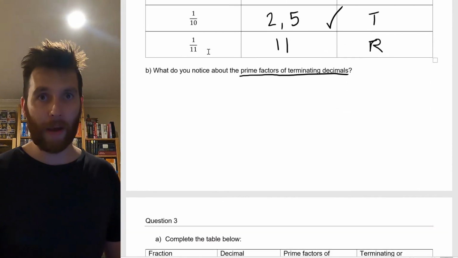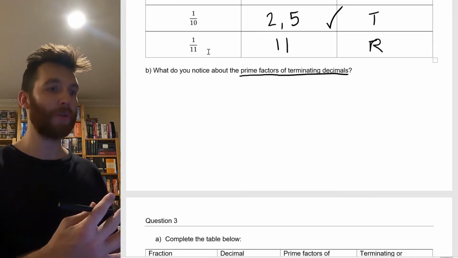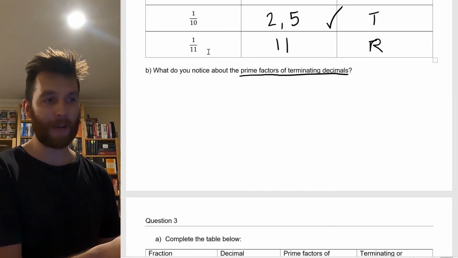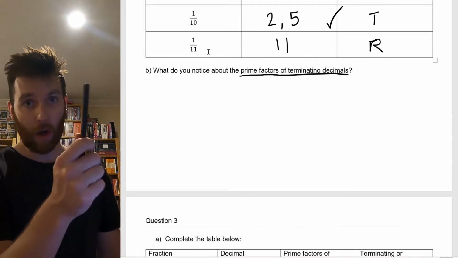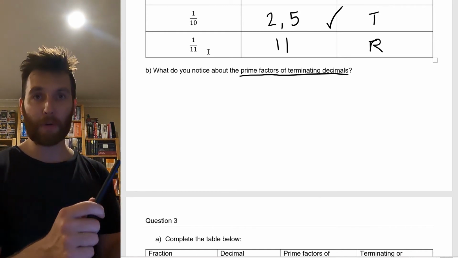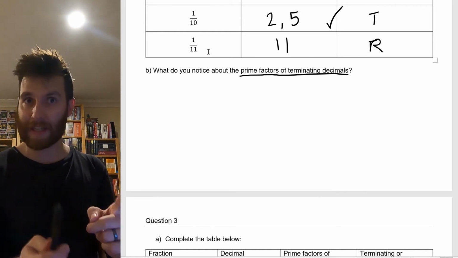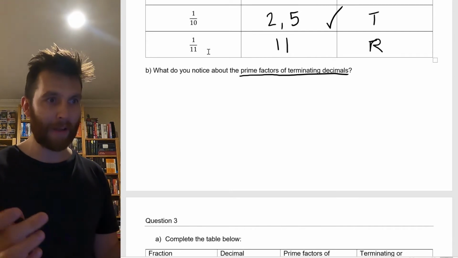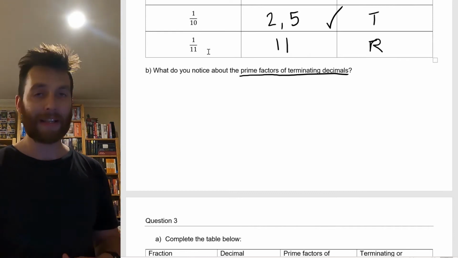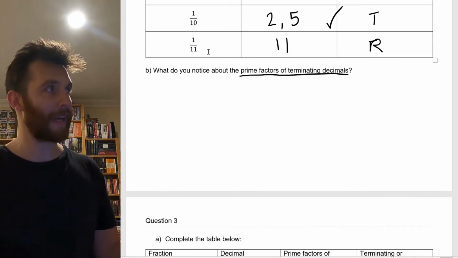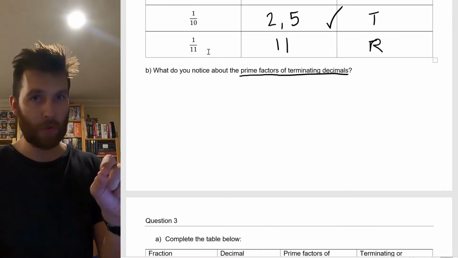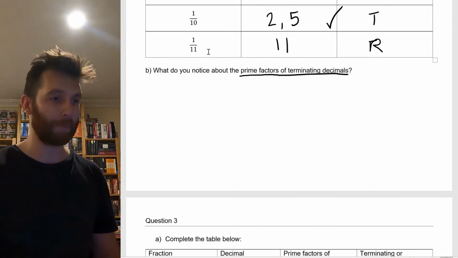Okay, the key takeaway here, the thing that we hope you actually find out through your investigating, is that when we have a denominator with prime factors of either 2 or 5 or just 2 and 5, so nothing else, then the decimal it produces is going to be a terminating decimal. If you had a 3 or an 11 or a 7 or any other prime number, it's going to produce a recurring or a repeating decimal. That's also the case if you've got a denominator that's got, say, prime factors of 2 and 3, like 15, for example. It has to be just 2, just 5, or 2 and 5 only.